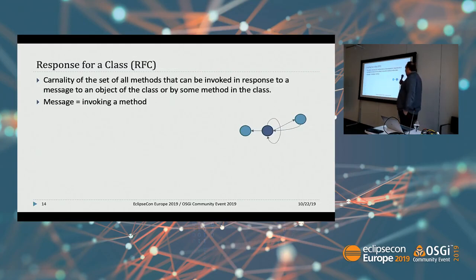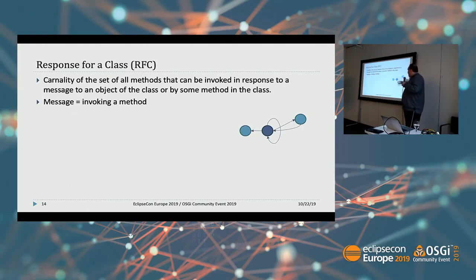Now, the metric response for class, I already told you, think of it in the message passing Smalltalk kind of way, right? So you look at a method, and then essentially you build the transitive hull of all the other methods that are called in response to calling this method. Okay? Essentially, that's a very good metric of the internal complexity of a method.